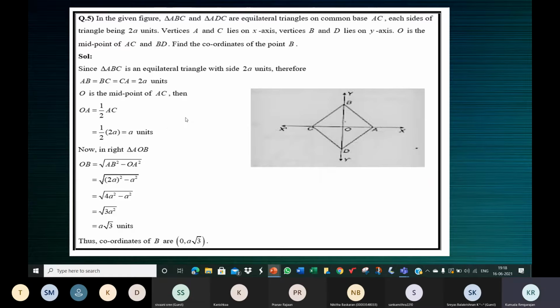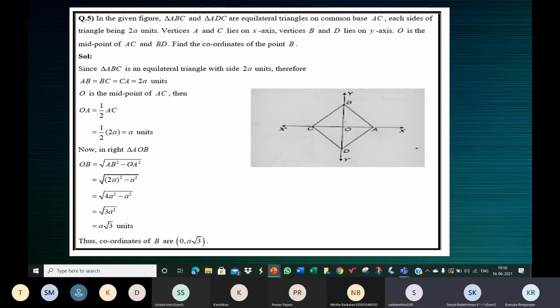Please check out the working. You can use any right triangle. Here they've used AOB. Any right triangle, children. You can use BOC, AOB. Now can somebody tell me the coordinates of D? What will be the coordinates of the point D?